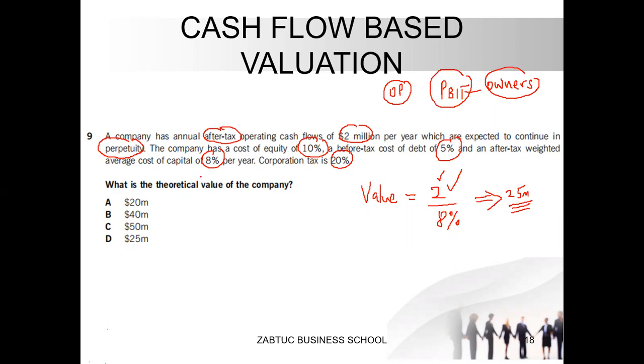So to find the value of the company in total, what are you discounting? You are discounting the after tax operating cash flow. So it's the cash flow that you are discounting after tax.